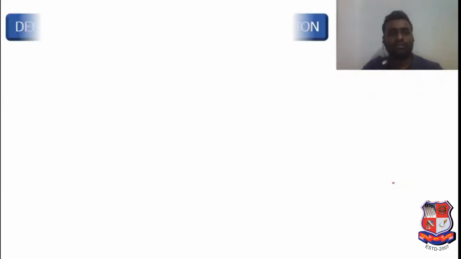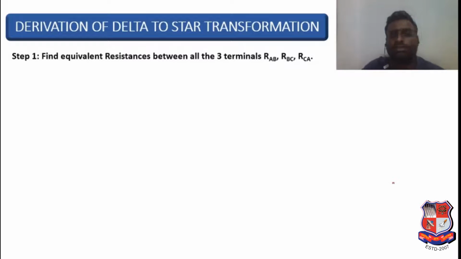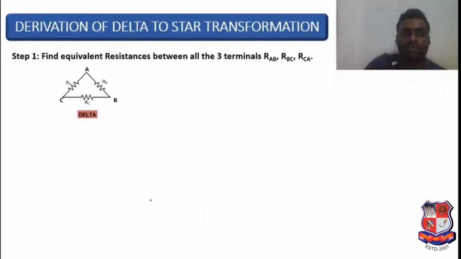So let us go for the derivation part of delta to star transformation. Step 1 is to find the equivalent resistance between all three terminals: RAB, RBC and RCA. So we have this delta connected circuit, with A, B and C terminals. Find the equivalent between A terminal and B terminal, then B terminal and C terminal, and then C terminal and A terminal. First we will find the resistance between A and B.